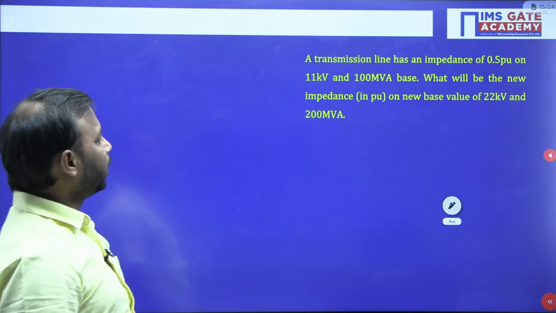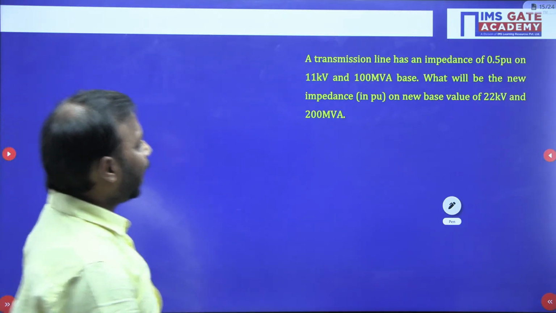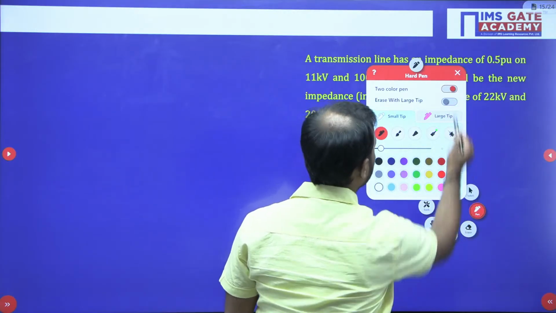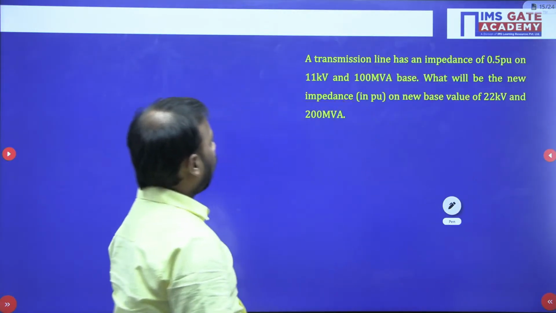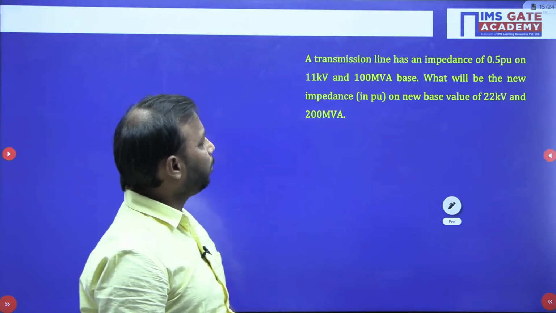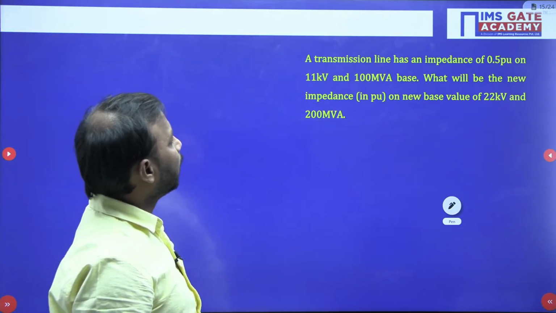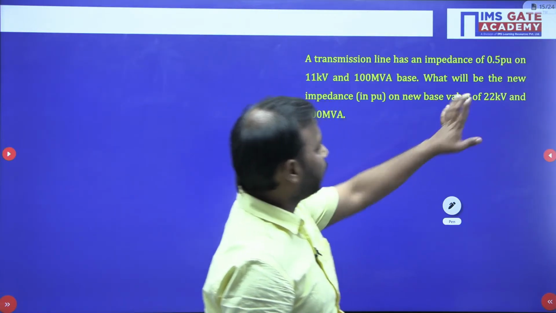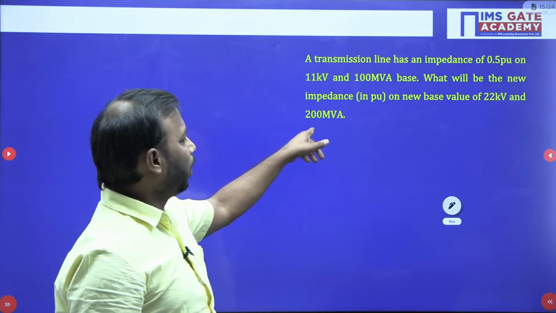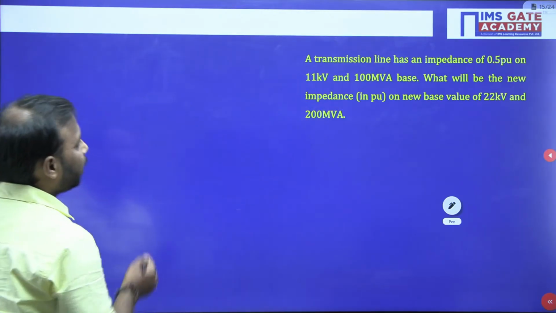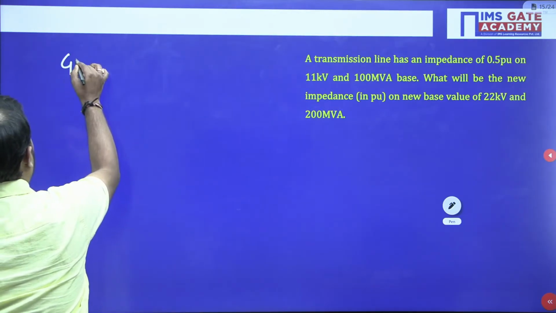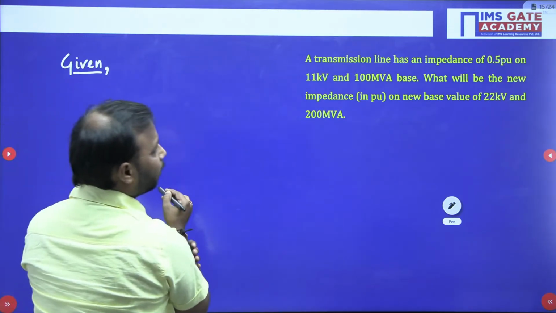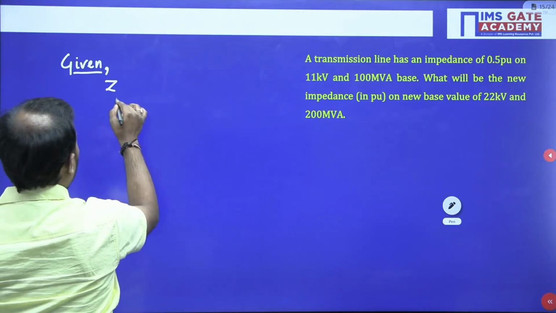All right. Now see, a transmission line has an impedance of 0.5 per unit on 11 kV and 100 MVA base. What will be the new impedance in per unit on a new base value of 22 kV and 200 MVA? So what is given in the question? My dear friend, what is given in the question?